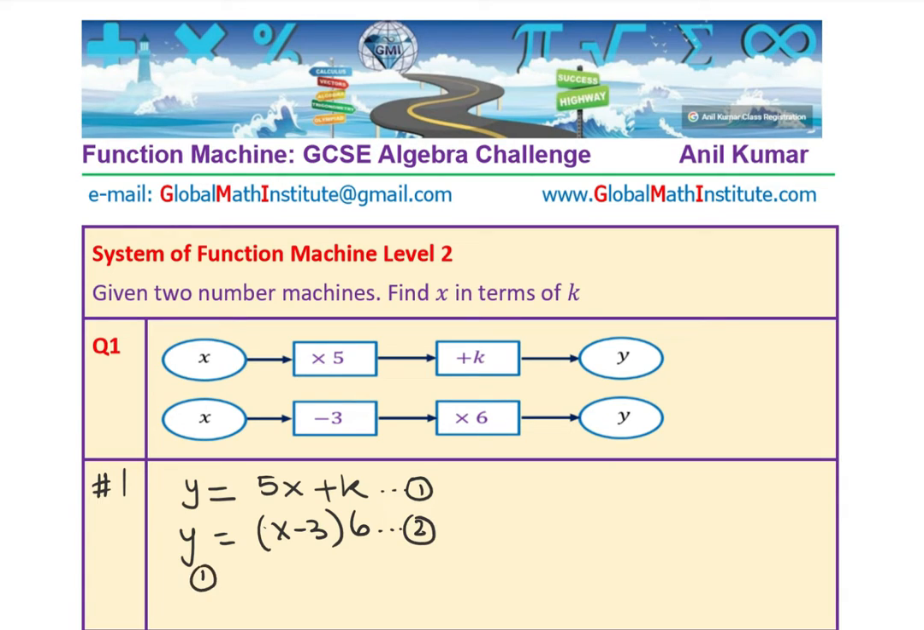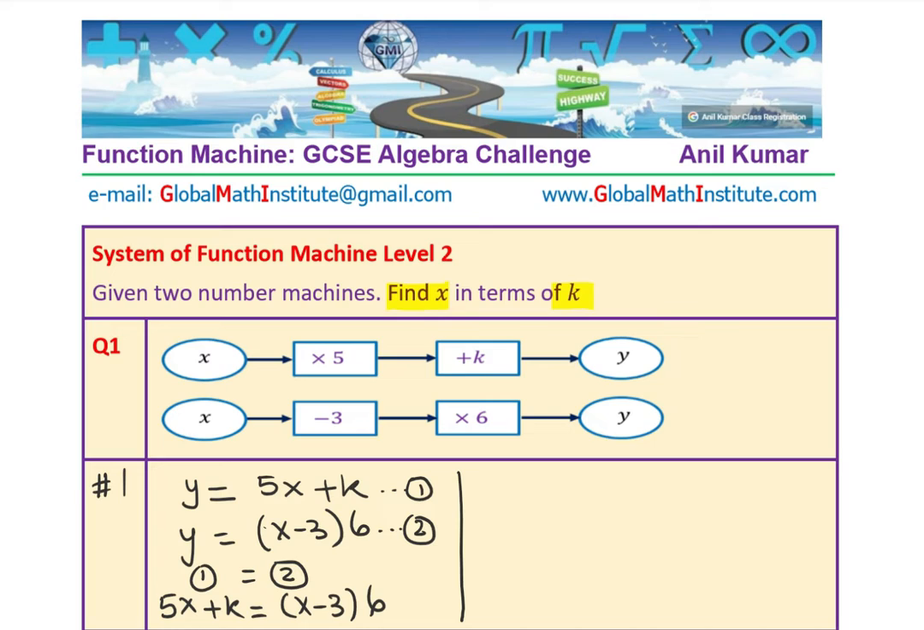So equating equation 1 to equation 2, we get what? We get 5x plus k equals to x minus 3 times 6. You get an idea. That is how we can solve it. Now, we have an equation which has only x and k. So by isolating, we can find the answer. We need to find x in terms of k. Perfect. You can always pause your video and provide the solution.